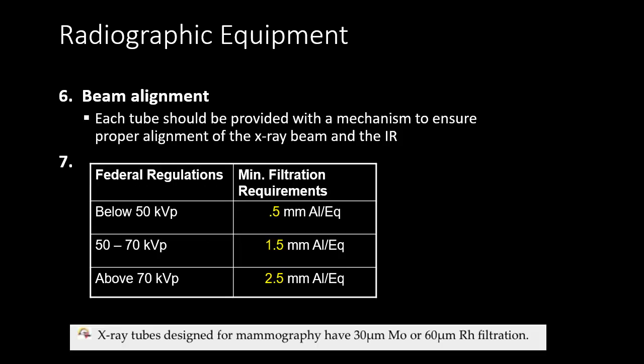Number six is beam alignment. Each tube should be provided with a mechanism to ensure proper alignment of the X-ray beam and the image receptor.